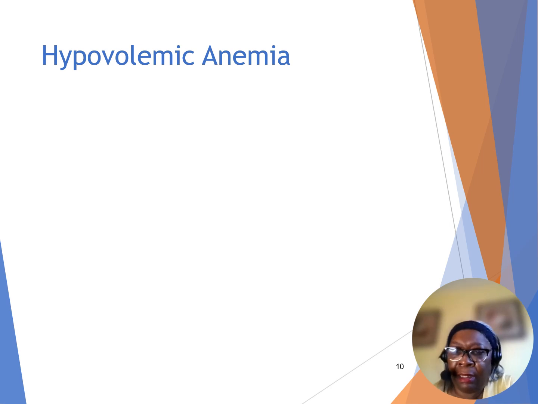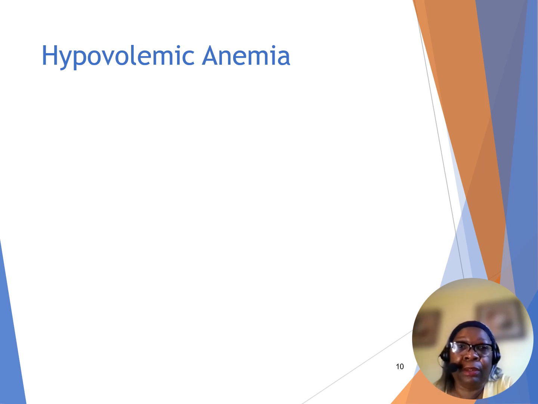RBCs are not like the other cells where they divide and keep dividing and making more and more. No, RBCs are made and RBCs die. Okay, so we have to remember that. Remember, red blood cells are made in the bone marrow and they die after about 120 days. So the body, under normal conditions, is always making or manufacturing red blood cells to replace those that die. And this happens in the bone marrow.